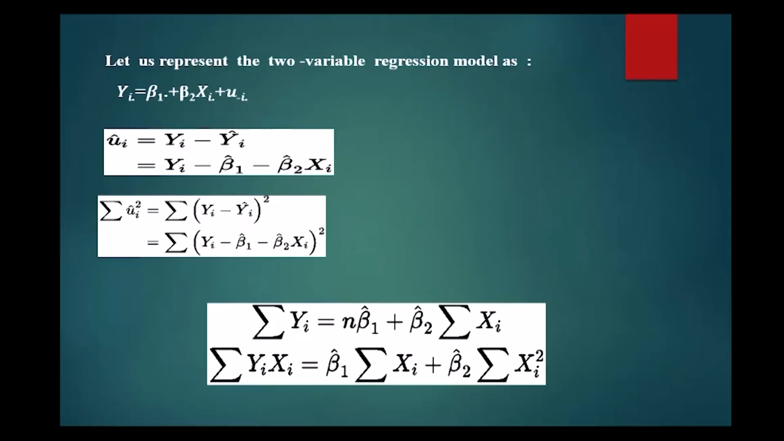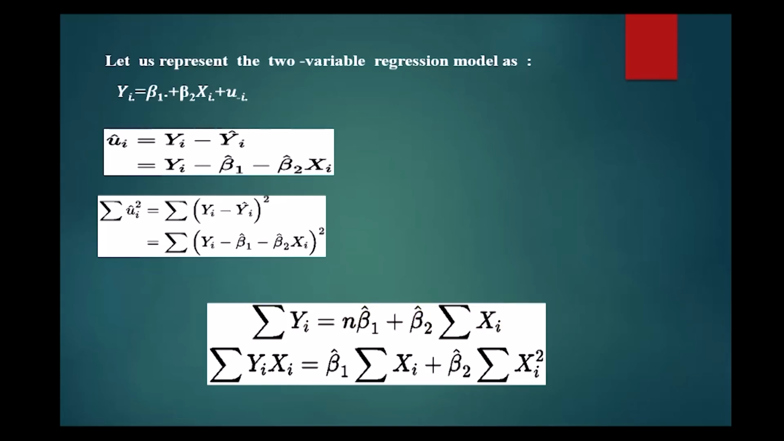Now as we differentiate this term with respect to the unknown parameters beta 1 and beta 2, we get these normal equations. The first equation is summation yi, which is equal to n beta 1 hat, where n stands for the number of observations and beta 1 hat is the estimated value of the intercept, plus beta 2 hat, which is the estimated value of the slope coefficient, times summation xi. This summation xi is already derived from the last step.